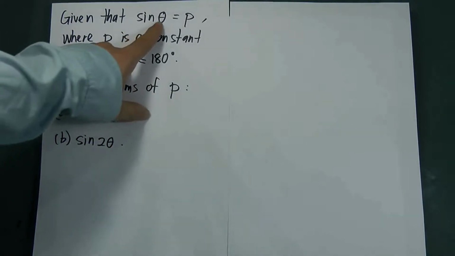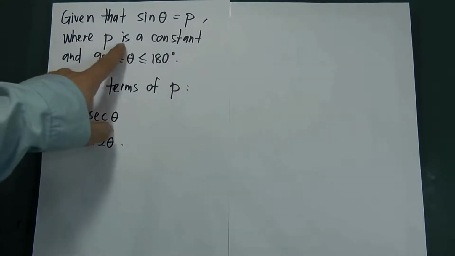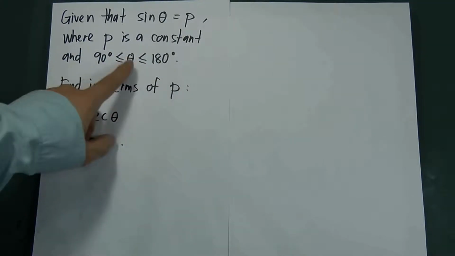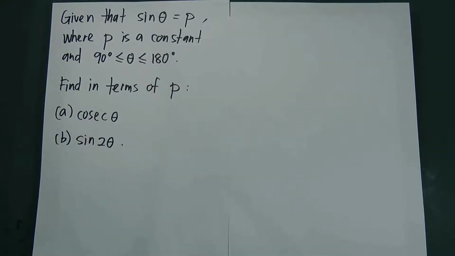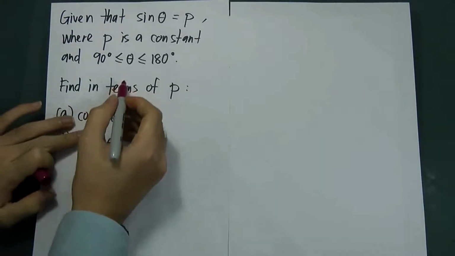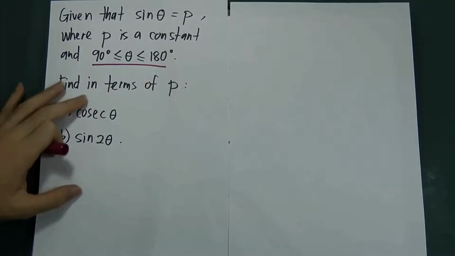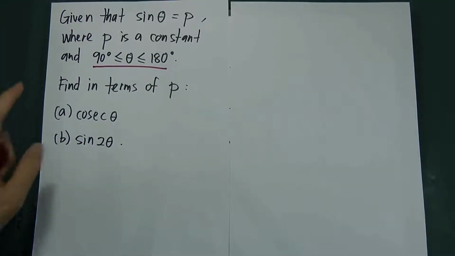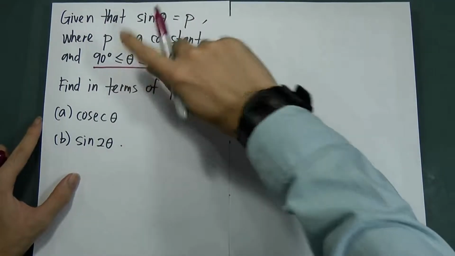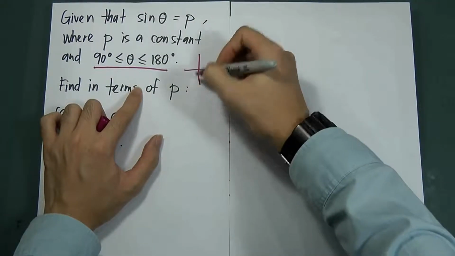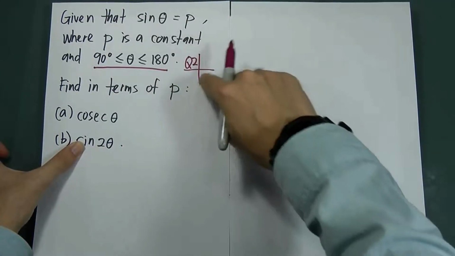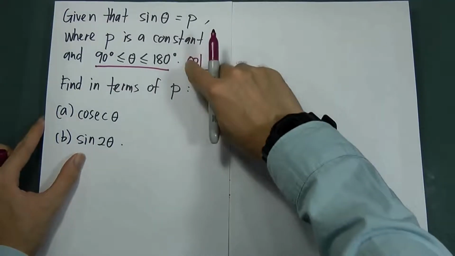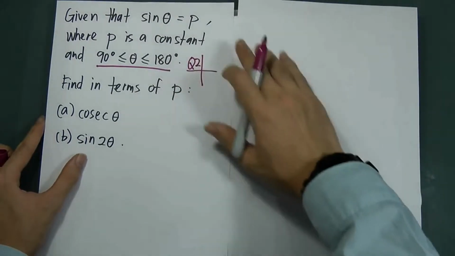Given that sine angle equals P, where P is a constant and the angle is between 90 and 180, find the expression in terms of P. There is some information you need to digest here. First, what is the meaning of the angle being between 90 and 180? It means this angle is in the second quadrant, Q2. All, sine, tangent, cos. So all positive, sine positive, tangent positive, cos positive, something like this, right?